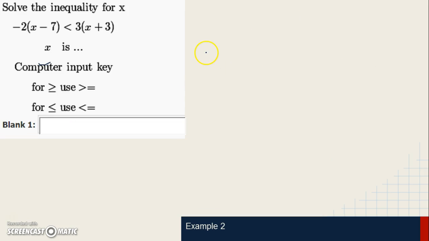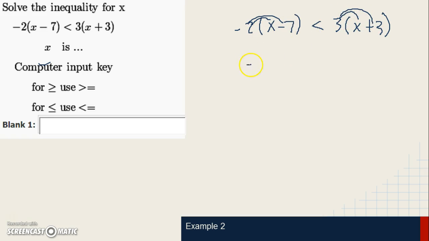Example number 2. Negative 2 times x minus 7 is less than 3 times x plus 3. Before I do anything, I'm going to simplify. So since I can distribute on both sides of this inequality, I'm going to, and I have negative 2x plus 14 is less than 3x plus 9.